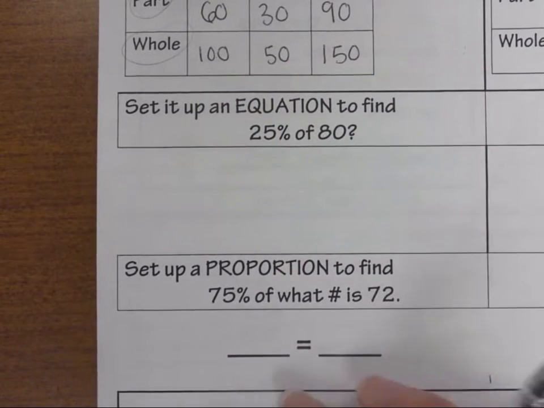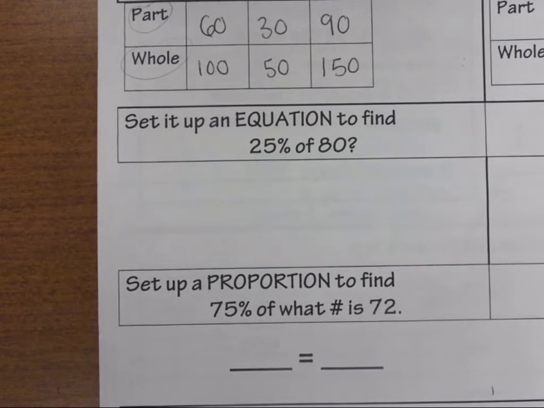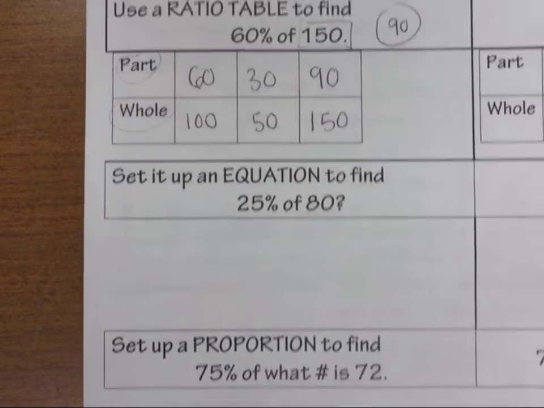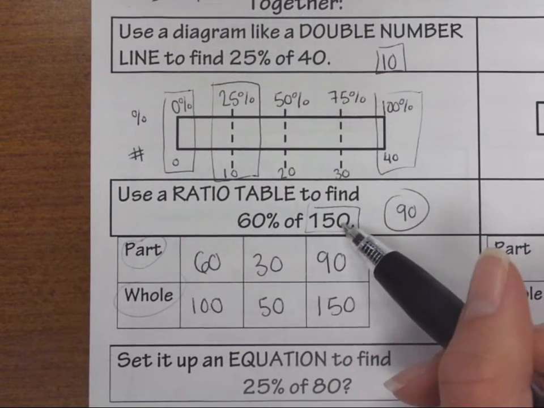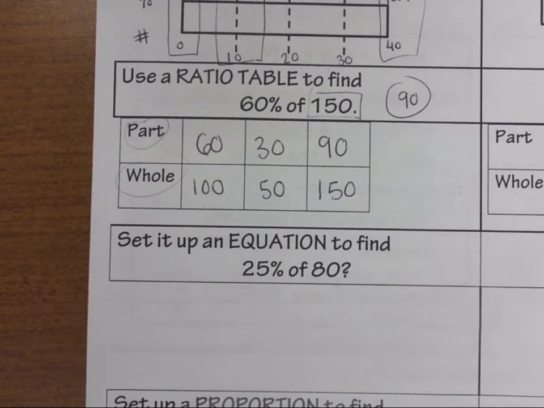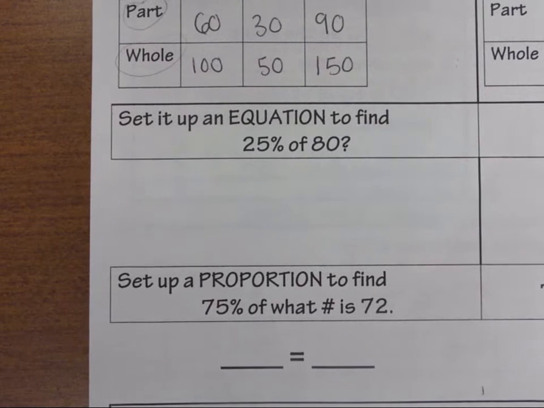Okay, hopefully you got that one done. The next way is we can set up an equation to find percent. Do you see how all of these are using different processes to find the same type of thing? This was 25% of 40, 60% of 150, 25% of 80. They're just different numbers, but it's the same thing. We're just showing you all different ways that you can use to get your answer.